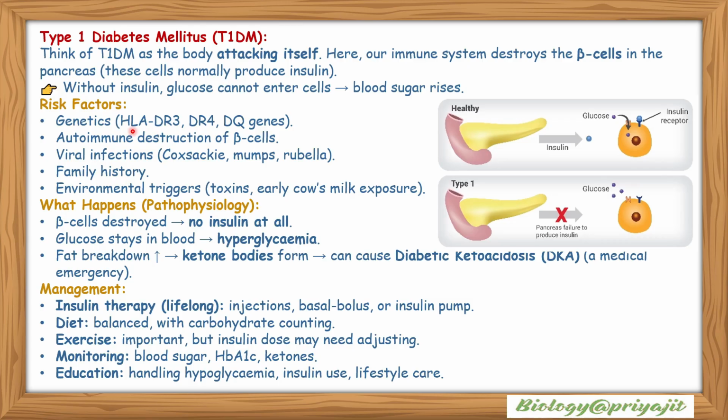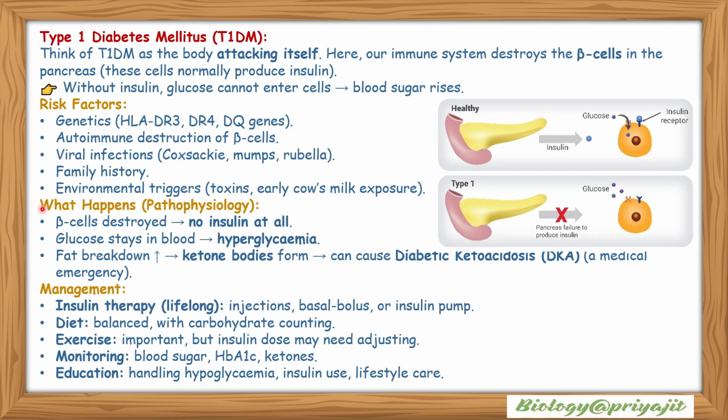What are the risk factors? Genetics, HLA-DR3, DR4, DQ genes, etc. Autoimmune destruction of beta cells, viral infections like Coxsackie, mumps, rubella, etc. Family history, and environmental triggers like toxins and early cow's milk exposure.